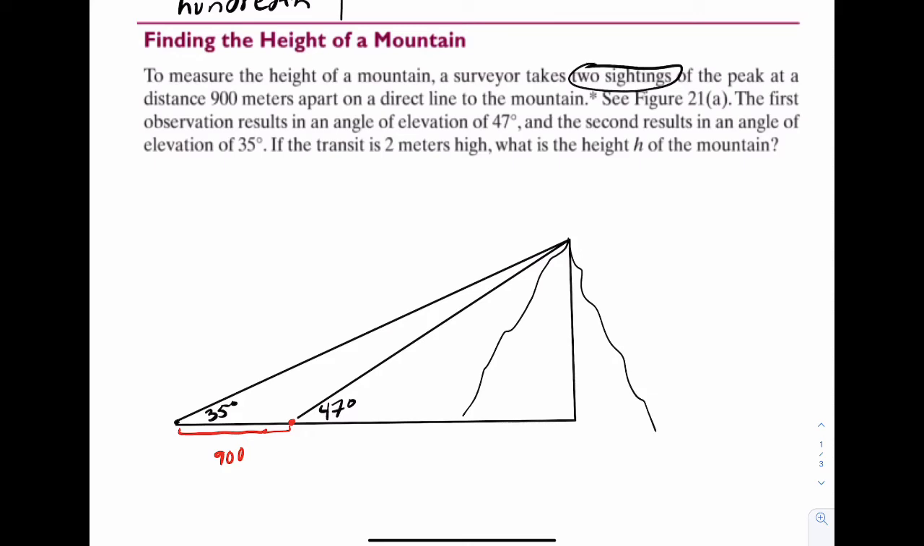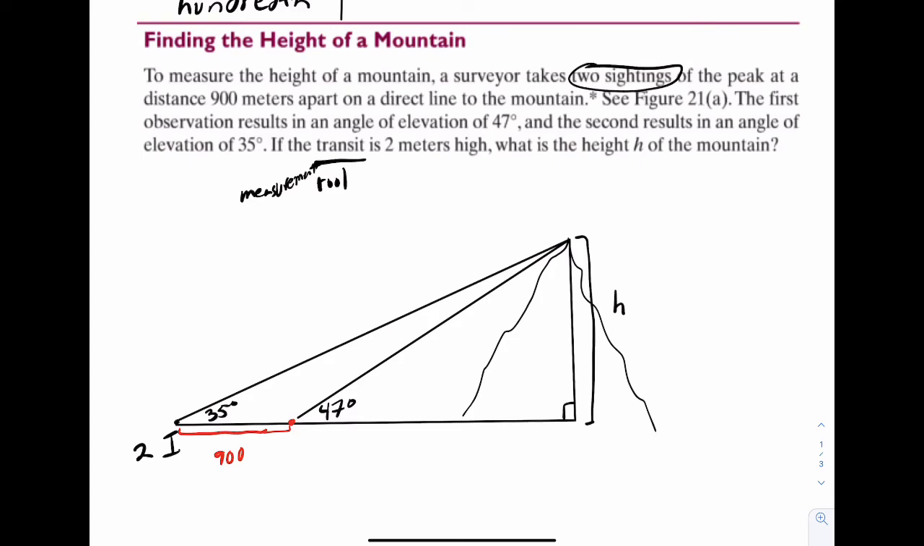Okay, the transit is 2 meters high. So the transit is like that tool. It's just like a measurement tool. That just means at the end, we just have to account for this little bitty 2 right there. Okay, and the goal is to find the height of the mountain. So for now, let's just call this thing, yeah, we can call it h. We'll think about the end answer once we get there. Okay, so for now, let's just find that h.